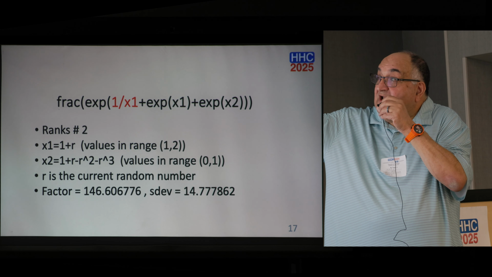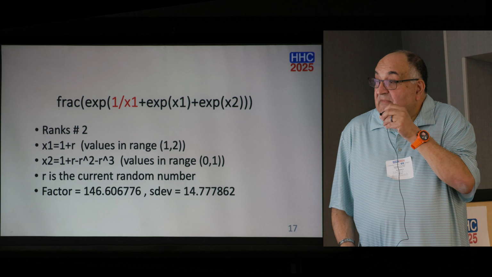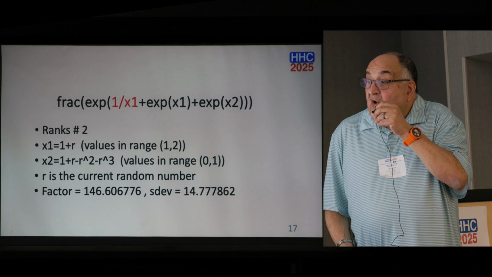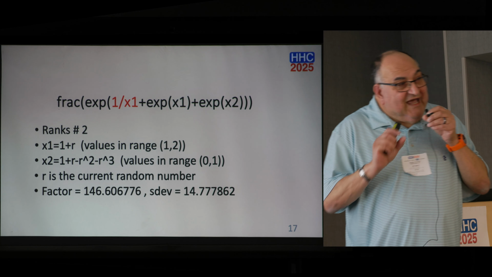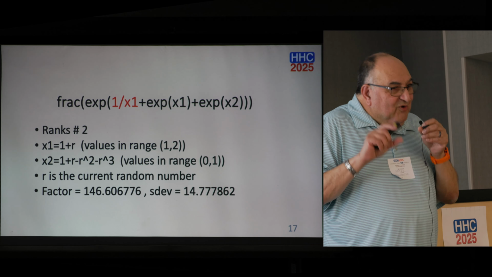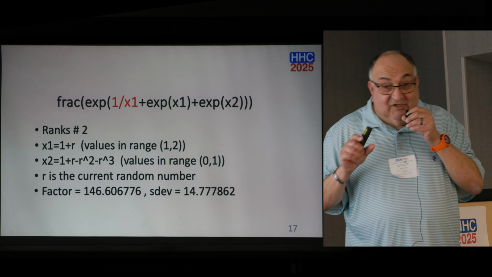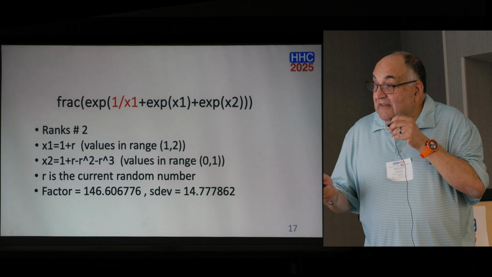And here x1 is simply 1 plus R, and it's in the range of 1 to 2. x2 is still a cubic polynomial of R in the range of 0 to 1. And the factor is still 146, but 0.6, so it kind of jumped by half. Okay, so it's still below 147, 148. It's still good, but you can see the difference.